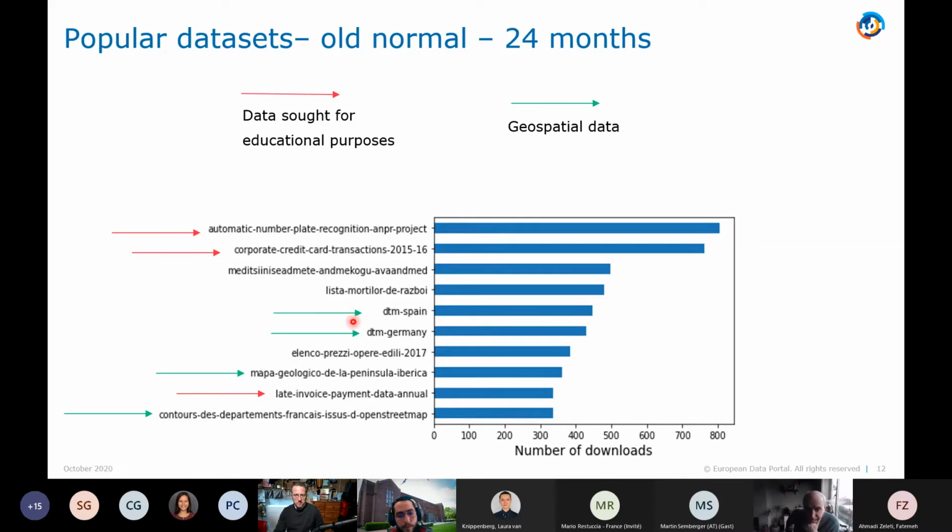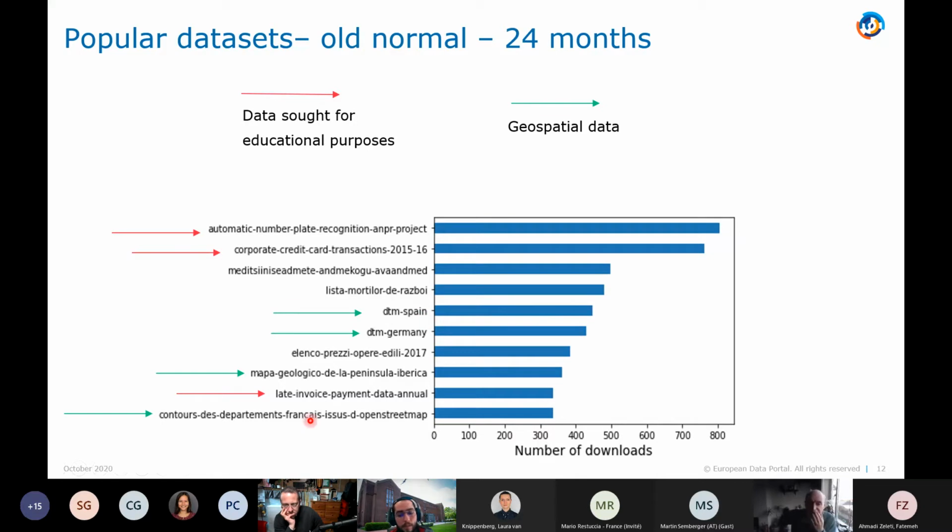I will also have a further highlight coming from a comment from a previous discussion. These two here, DTM Spain and DTM Germany, actually are digital terrain models that were contributed by a member of the public. In fact, I think these two come from the Austrian data portal, that some member of the community said, hey, I just noticed that these digital terrain models are missing, so I put in the work and here they are. And look, at least from an EDP level, they are very, very popular.